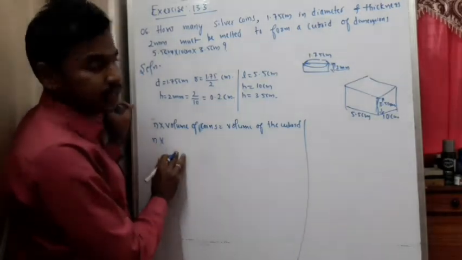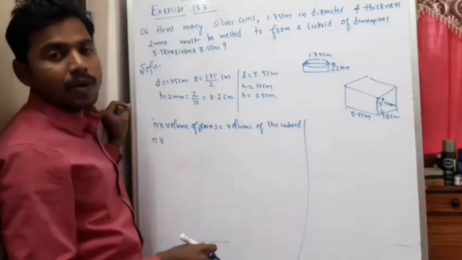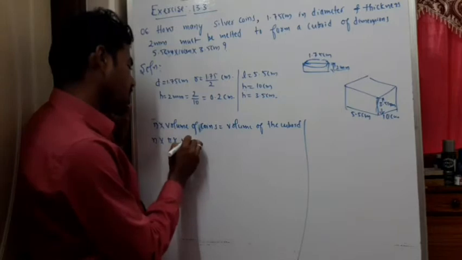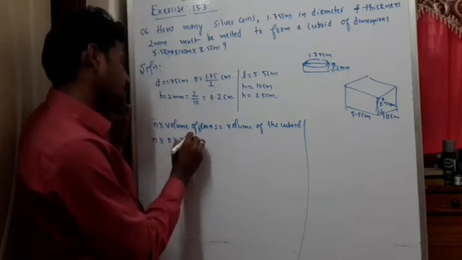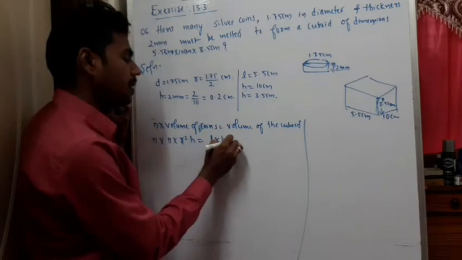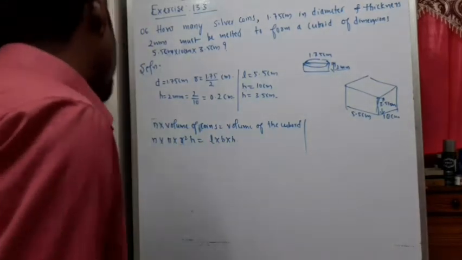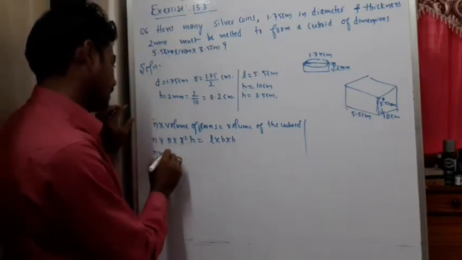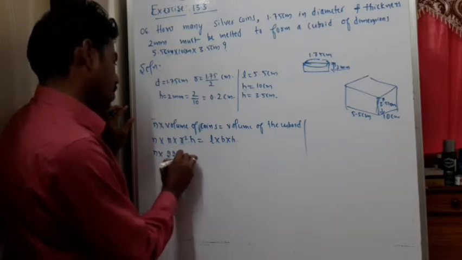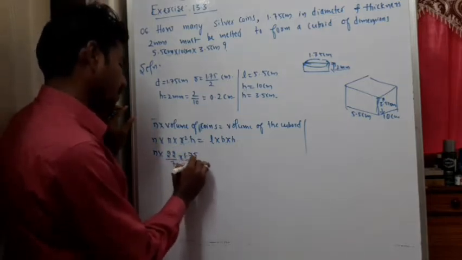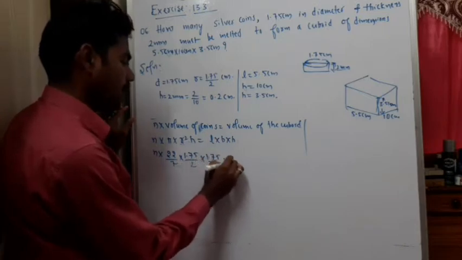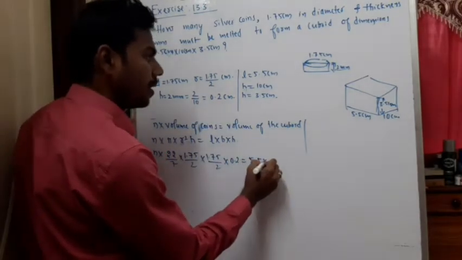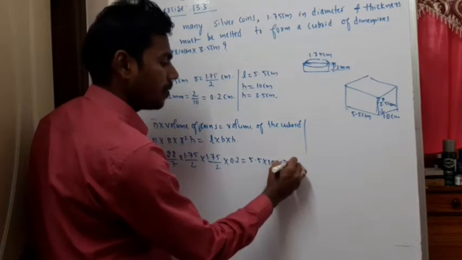What is the volume of the coin? That is in the shape of a cylinder. So what is the volume of the cylinder? That is pi r square h, which is equal to length into breadth into height, the volume of the cuboid. So we will substitute the values. n into pi, which is nothing but 22 by 7. What is r? 1.75 divided by 2 into 1.75 divided by 2. What is h? 0.2 centimeter. Length is 5.5 centimeter, breadth is 10 centimeter and height is 3.5 centimeter.